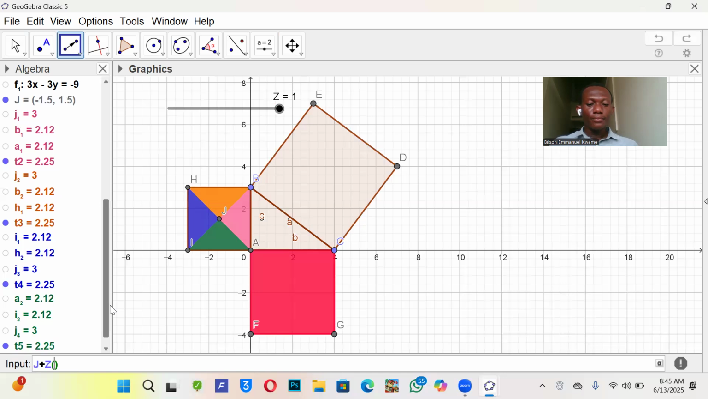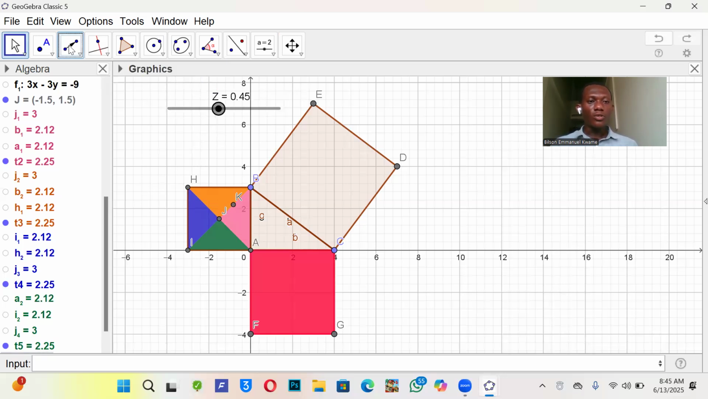So we do what? B minus what? J. Do you get it? Then let's press on what? Enter. You can see that we've created a point that can move from J towards B. Do you get it? Good.